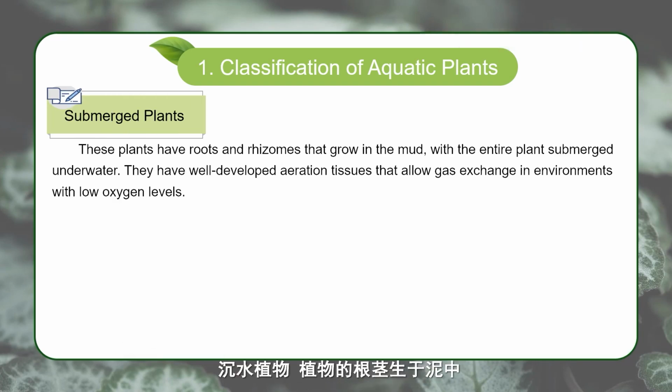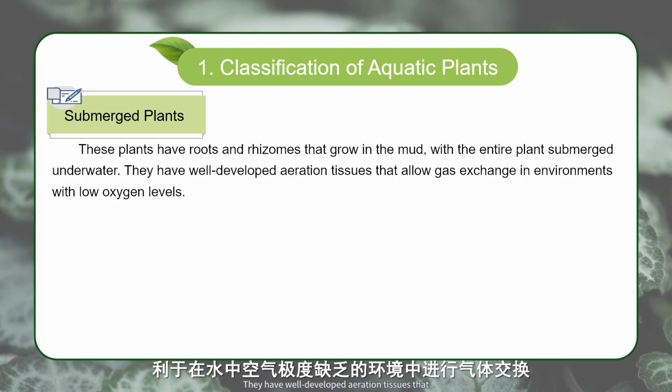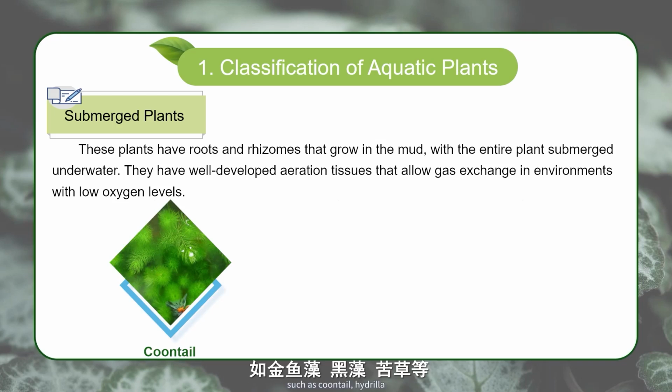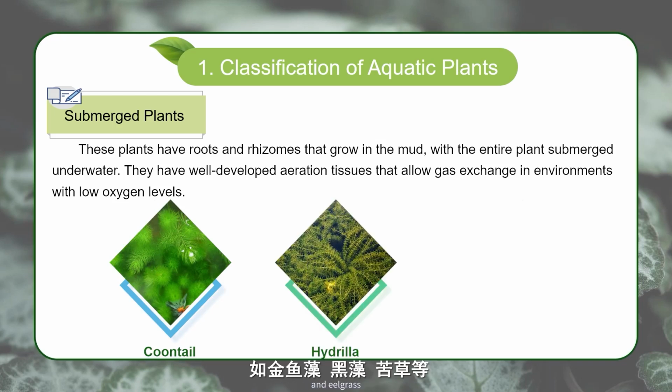Submerged plants. These plants have roots and rhizomes that grow in the mud, with the entire plant submerged underwater. They have well-developed aeration tissues that allow gas exchange in environments with low oxygen levels, such as coontail, hydrilla, and eelgrass.